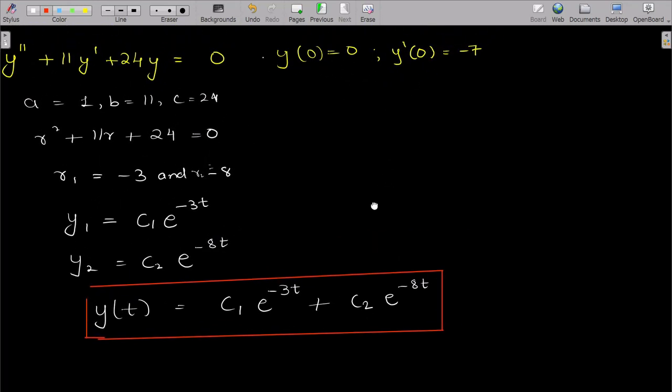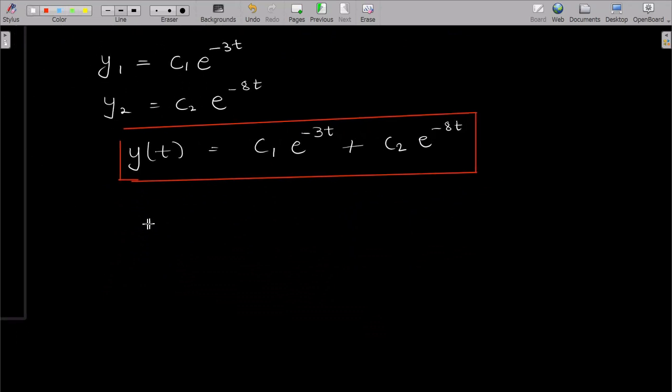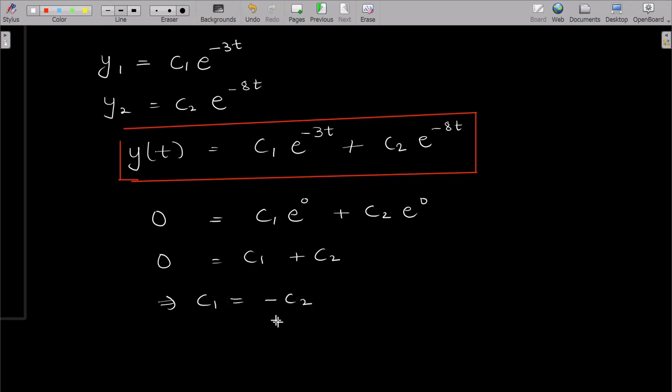So just put t equal to 0 and y equal to 0. Then we'll get 0 is equal to c1 times e to the power of negative 3 times 0, which is just c1 itself, plus c2 times e to the power of negative 8 times 0, which is c2. So you get 0 equals c1 plus c2, which means that c1 is equal to negative c2. That's your first equation.